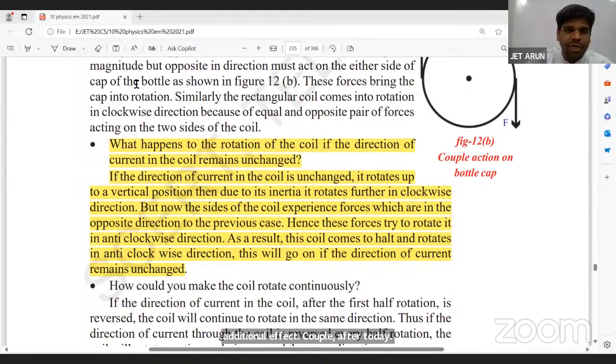So here's what happens. What happens to the rotation of the coil if the direction of the current in the coil remains unchanged? The coil first rotates. The initial position is like this, the field lines are like this, so the torque is like this. It rotates like this, acquires some velocity, goes like this, stops here and keeps on oscillating. If the direction of the current is not changed, it keeps on oscillating. It doesn't rotate totally.